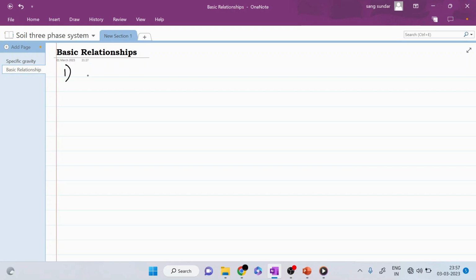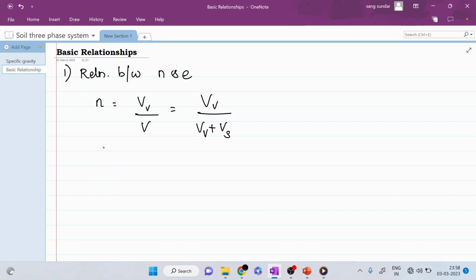The first relationship that I am going to discuss now is the relation between N and the void ratio. N is porosity and E is the void ratio. We know that N represents the ratio between volume of voids to the total volume, and total volume is made out of volume of voids and volume of solids. Just reciprocate the previous equation, we will get 1 by N is equal to volume of voids plus volume of solids divided by volume of voids.